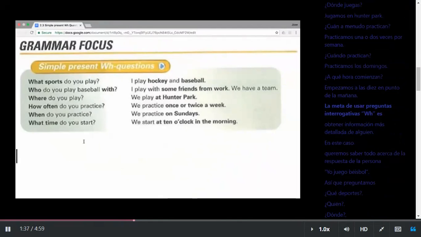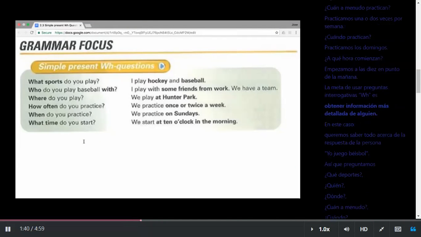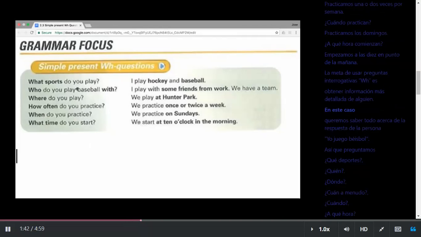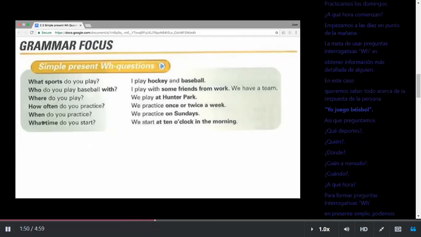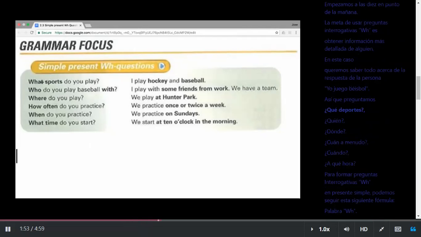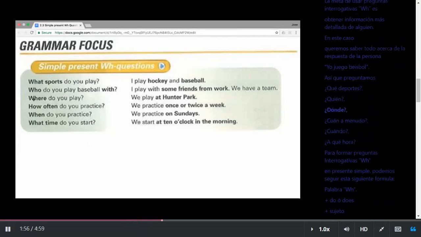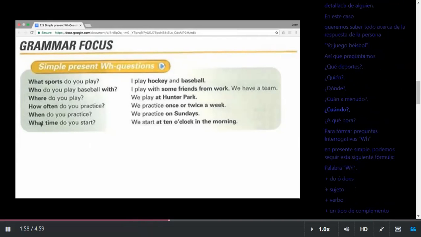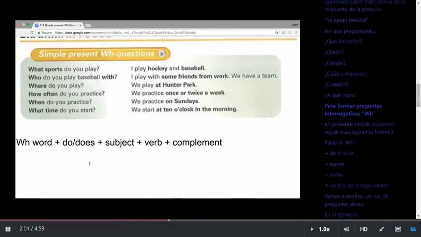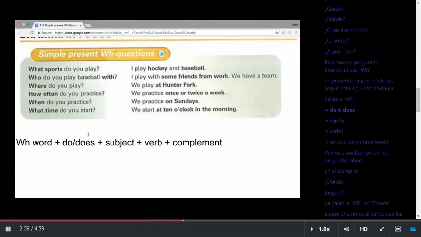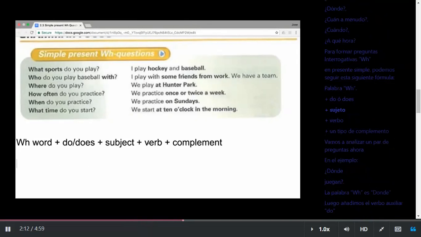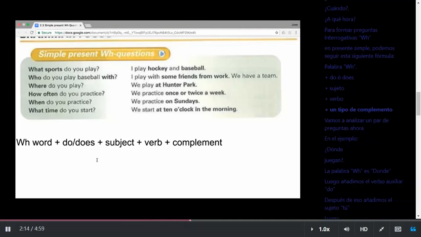The goal of using WH questions is to obtain more detailed information from someone. In this case, we want to know everything about the person's response, "I play baseball." So we ask, "What sports? Who, where, how often, when, what time?" In order to form simple present WH questions, we can follow this next formula. WH word plus do or does plus subject plus the verb plus some kind of complement.